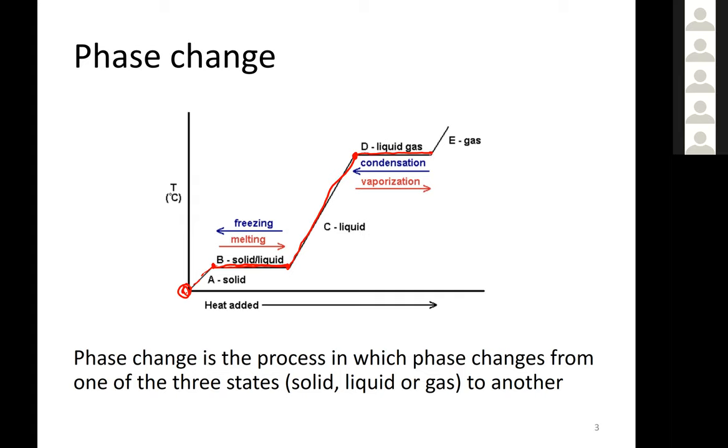Then, once everything is evaporated, I will again have heating. So the process here is heating and heating. Here I have heating of solid, and here I have heating of liquid. This process, where I have the conversion of solid into liquid, is melting. And here I have the two processes that are relevant, which are the conversion of liquid into gas, which is vaporization, and gas into liquid, which is condensation.